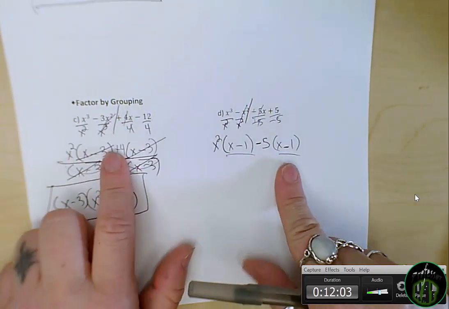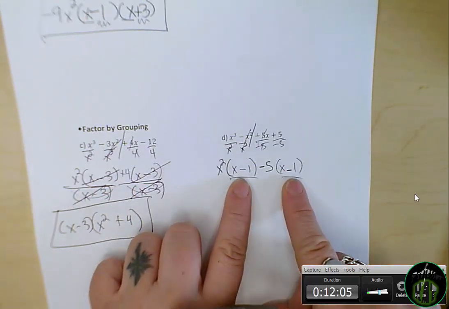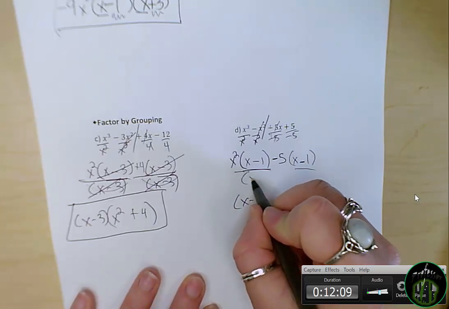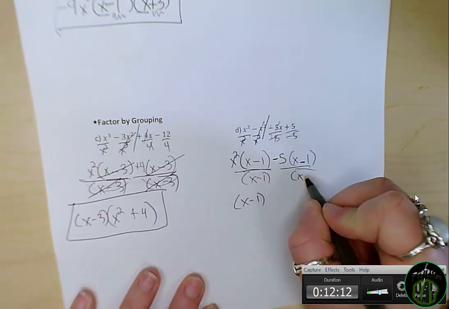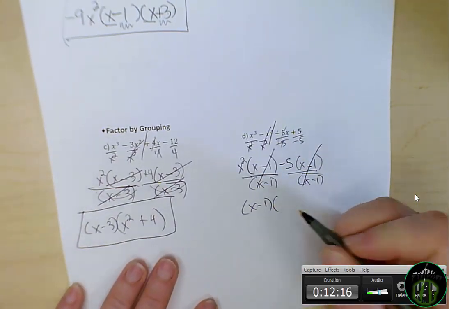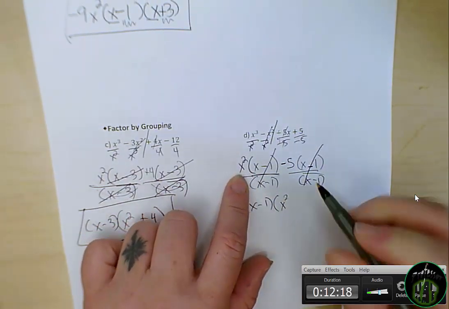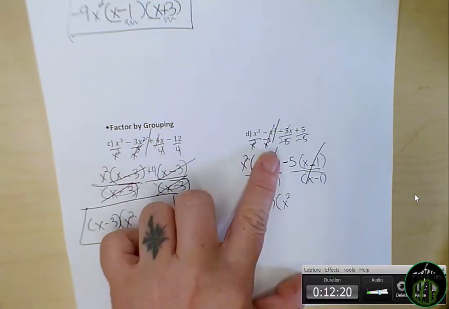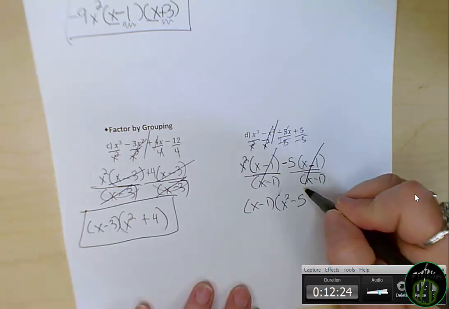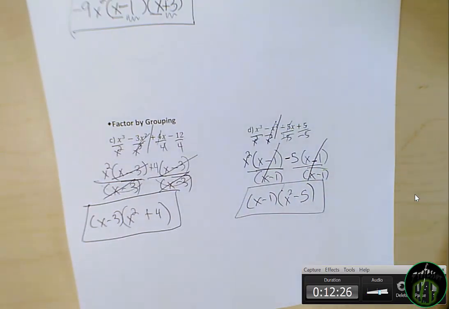Now, once again, we're left in the same situation. We have a common factor here. We're going to pull out that x minus 1, which means we're going to divide it out from each one of our terms. The x minus 1s are going to cancel. And if you notice here, we're just going to be left with the x squared here in front, since those cancel, minus this 5, since these cancel. And there is our solution.